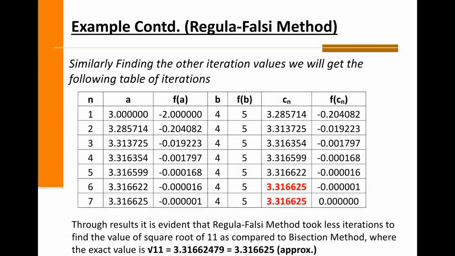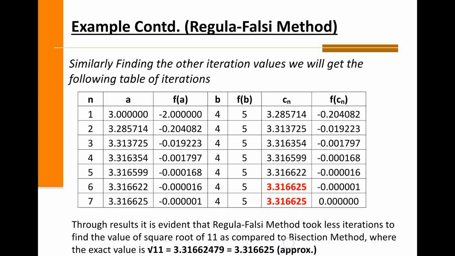All of these I have summed up in this table. You can see the first value is 3.2857, the second value is 3.3137. In a similar way all the values I have found and collected in the table. Now you can see the value of C comes to be equal in the 6th and 7th iteration. That means regula falsi gives the result in the 7th iteration.